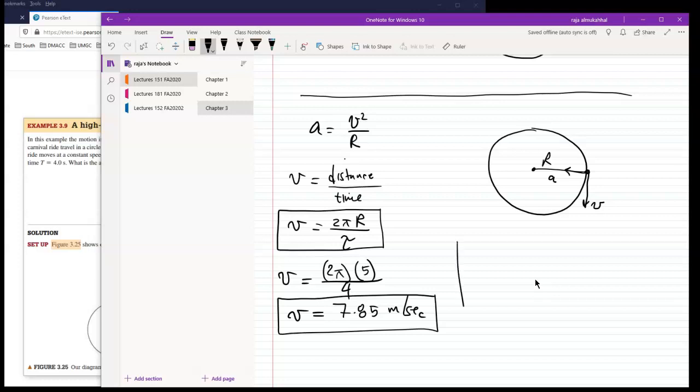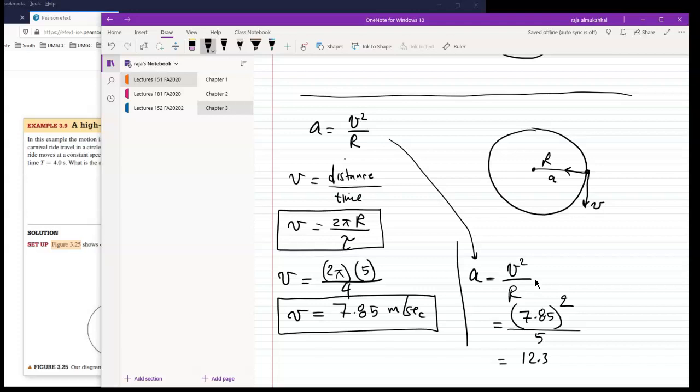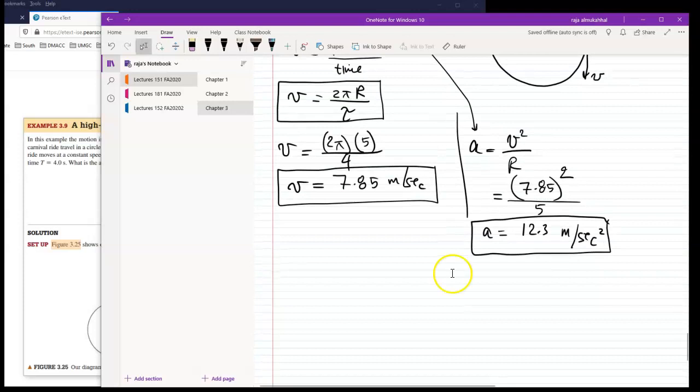And then the next part, we'll find the acceleration right there. That's v squared over r, and that'll be 7.85 quantity squared divided by 5. Answer, 12.32, so 12.3. So the acceleration is 12.3. And what's the unit on it? Meters per second squared. Don't forget that. That's the unit of acceleration. Got it?